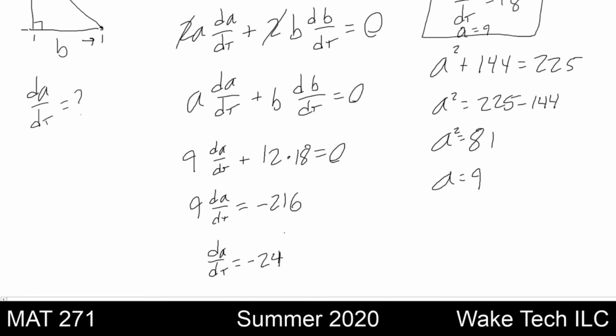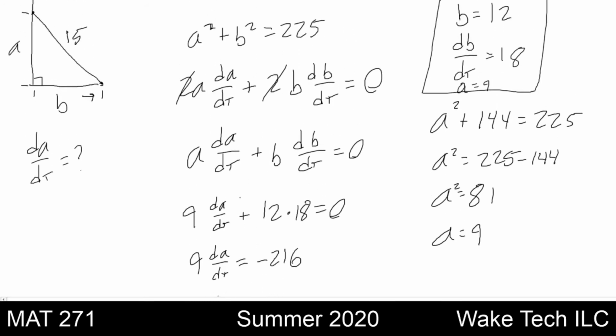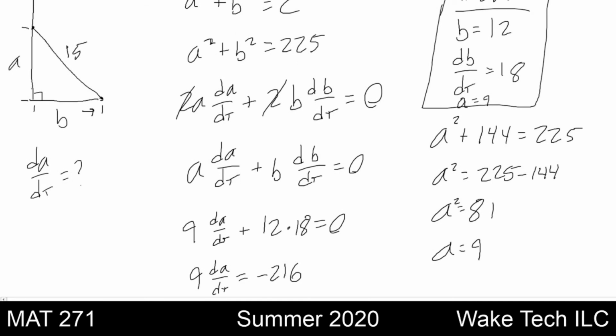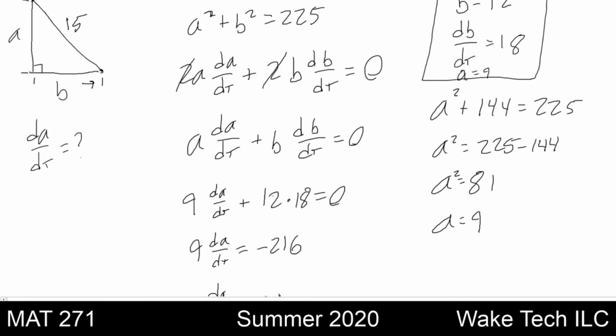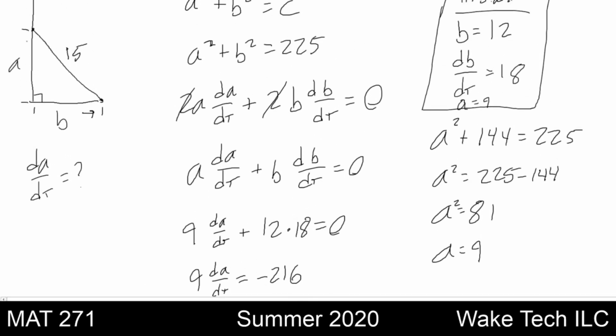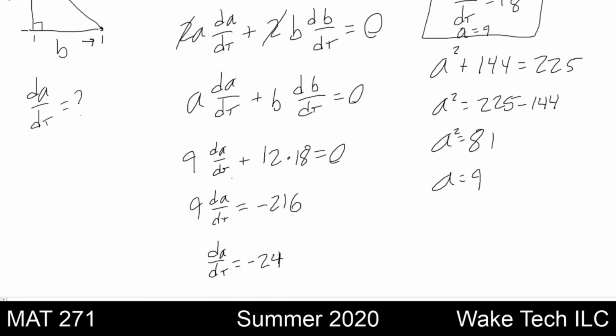And you may be looking at this and starting to panic a little bit because we have a negative number in there. But that's fine, actually. Notice that the ladder is sliding down the wall. That makes sense then that the change in a, the distance from the ground to the top of the ladder here, is shrinking. In other words, it has a negative derivative. So it makes sense that dA/dt would equal negative 24, and we put feet per second.